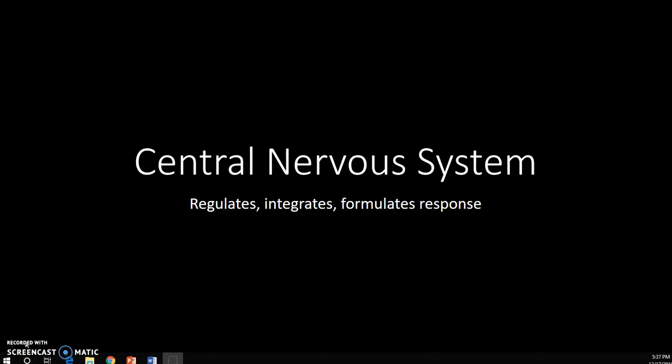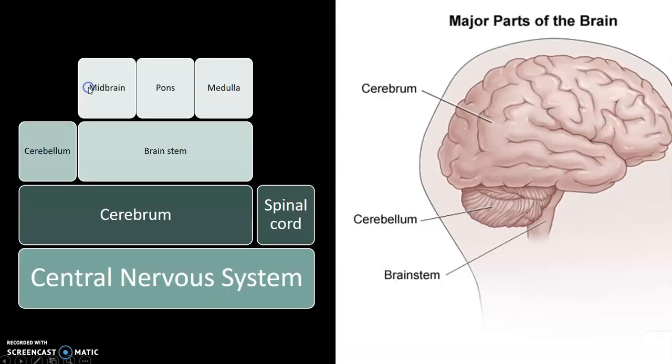The central nervous system regulates our internal system. It integrates the information from the sensory experiences outside the body and formulates motor responses to that sensation. The central nervous system is divided into two parts. We have the cerebrum and the spinal cord. For the purposes of this course, we're really going to focus on the cerebrum and not really speak very much to the spinal cord.